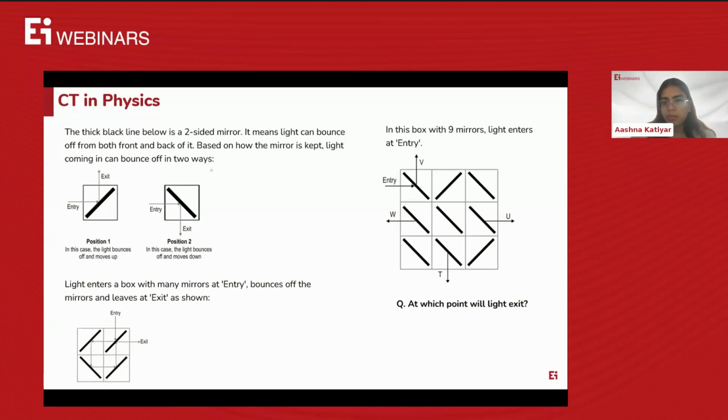Now, in this box with 9 mirrors, light enters at entry. At which point will light exit? So we have 4 options. Option A, point T, option B, point Q, option C, point V, and option D, point W. Can we have the poll for this question? What do you think the answer for this question is?